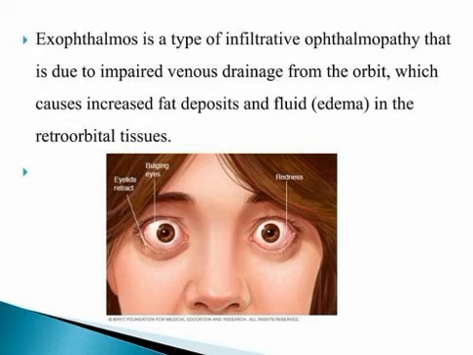It is due to impaired venous drainage from the orbit. The orbits show impaired venous drainage, which causes increased fat deposits and fluid in the retroorbital tissues. Once there are increased fat deposits or fluids in the retroorbits, it shows protrusion of the eyeballs from the orbit. That condition is known as exophthalmos. Exophthalmos is one of the major signs and symptoms of goiter or hyperthyroidism.